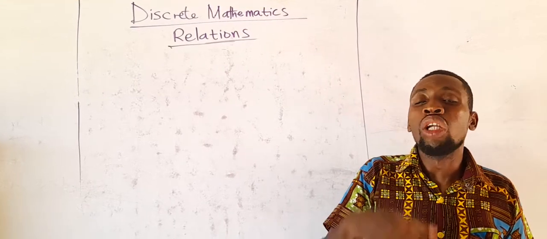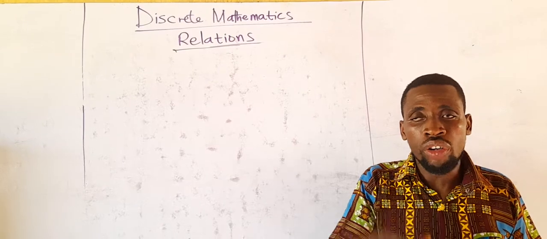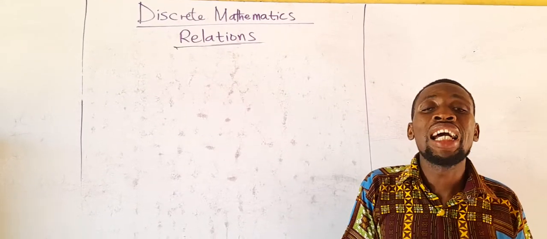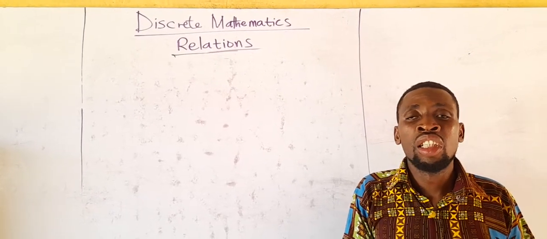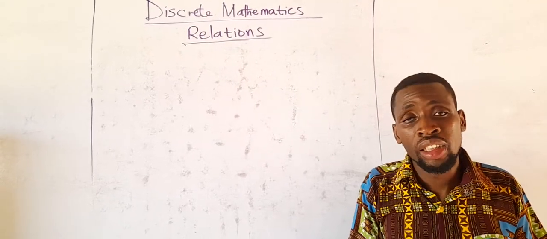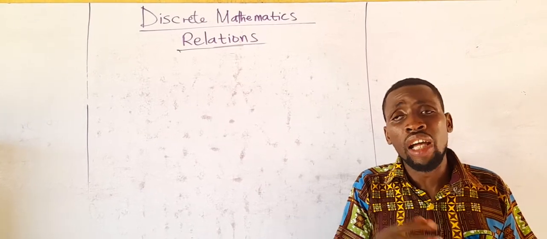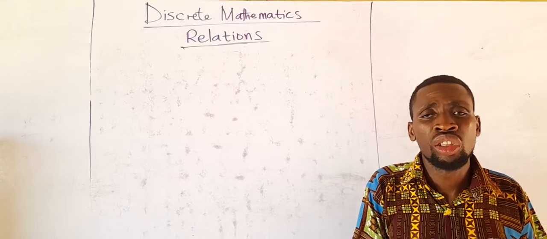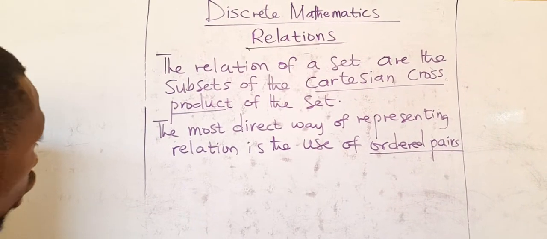Then we'll learn how to represent relations as directed graphs. Then we'll also learn how to represent relations using matrices. Then we'll learn how to find the number of relations that a particular set can have. Then, if there is time, we'll talk about the properties of a relation. So come with me. Okay, so let's look at what a relation means.